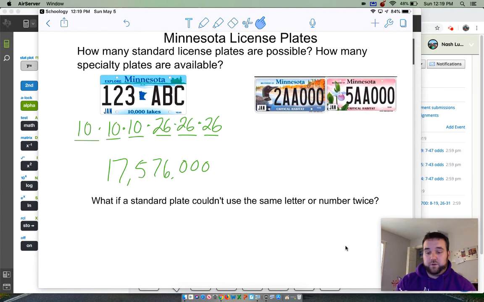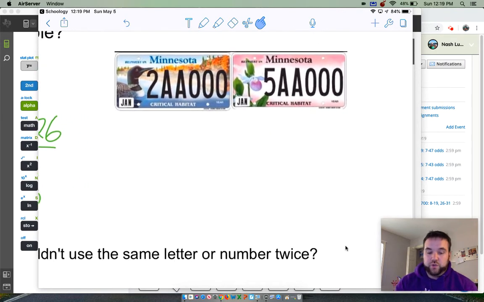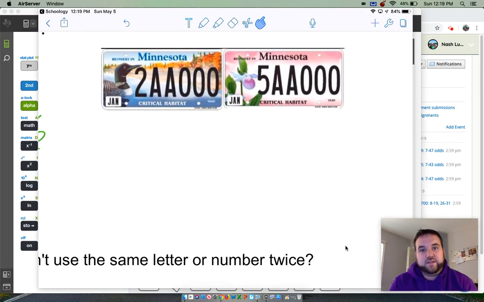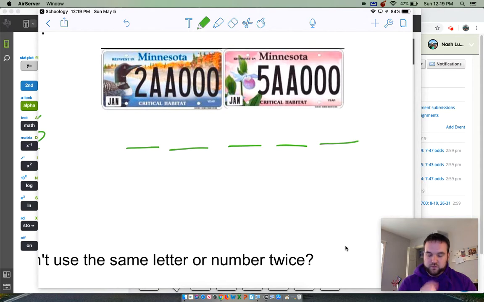In Minnesota, there are some other license plate options as well. You can get a specialized license plate or a specialty license plate. That's a little bit more expensive, but that money goes to like preserving wildlife or preserving natural resources. And so those specialized plates only have 2 letters followed by 3 numbers. So this is a letter, and then number.